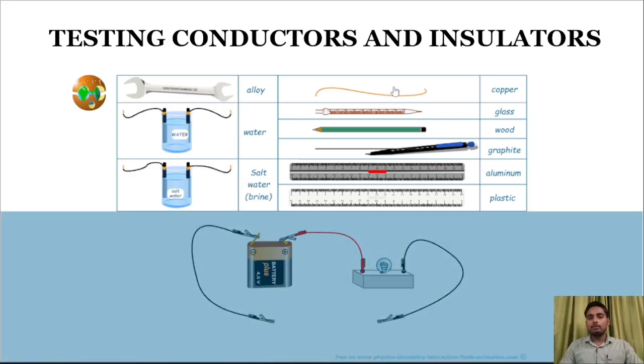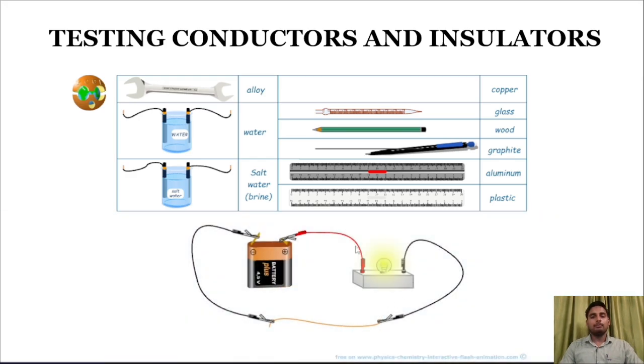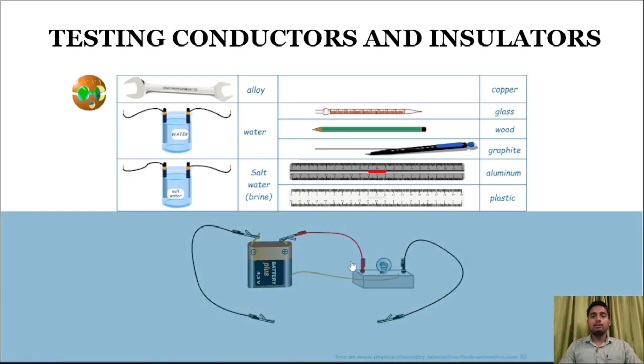Now we will test copper. If we put copper between these two wires, then the bulb again starts glowing. So it is also a conductor. Then we have glass. Let's see whether it is a conductor or insulator. The bulb is not glowing. So it is an insulator.